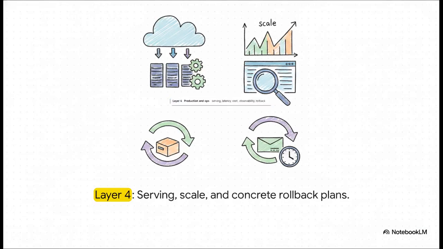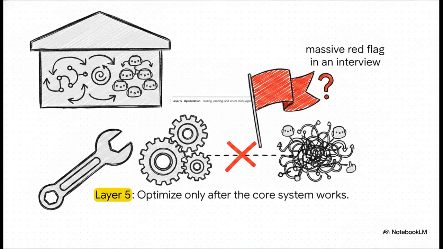Above that, we've got layer 4. This represents the production and operations required to actually run the thing. We're talking about your serving, your scale, making sure you have robust observability, tracing, and, crucially, a concrete rollback plan for when things inevitably go sideways. And finally, layer 5, optimization. This layer handles the fancy stuff like caching, model routing, and multi-agent orchestration.